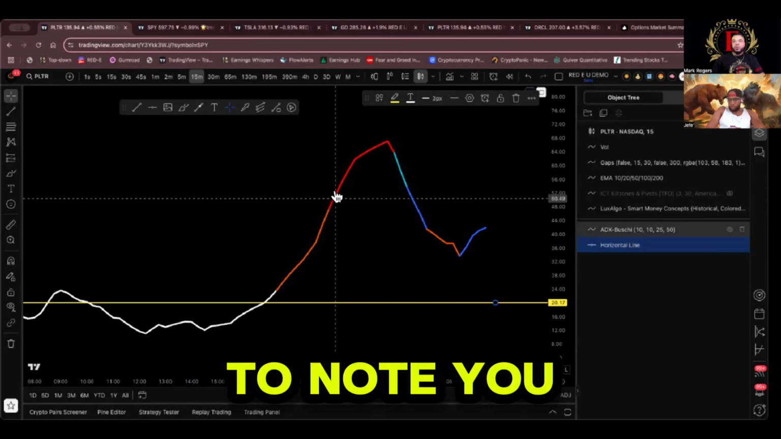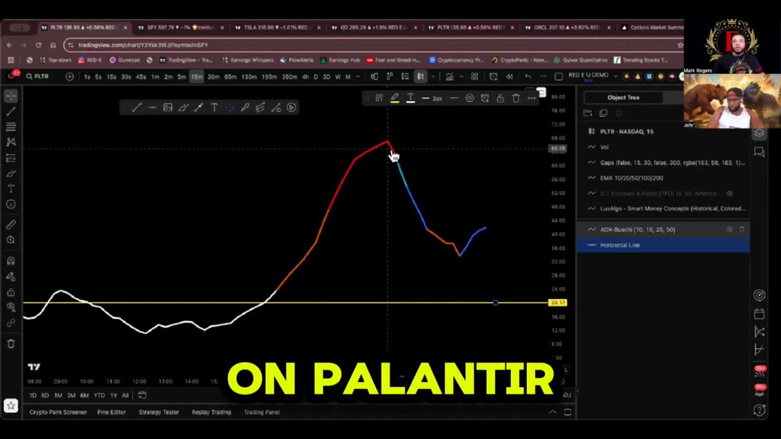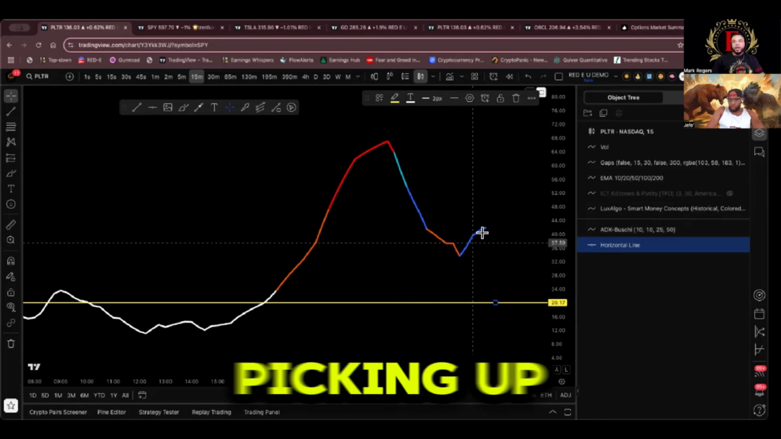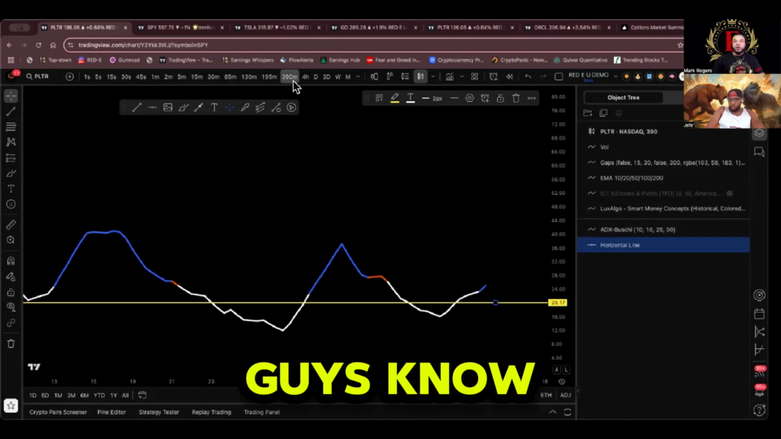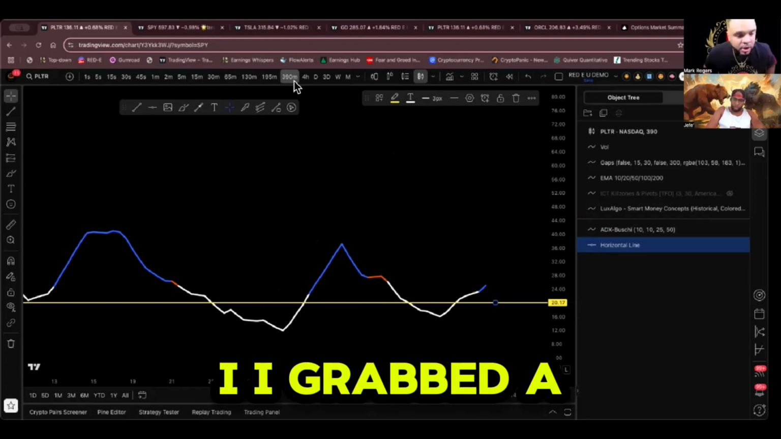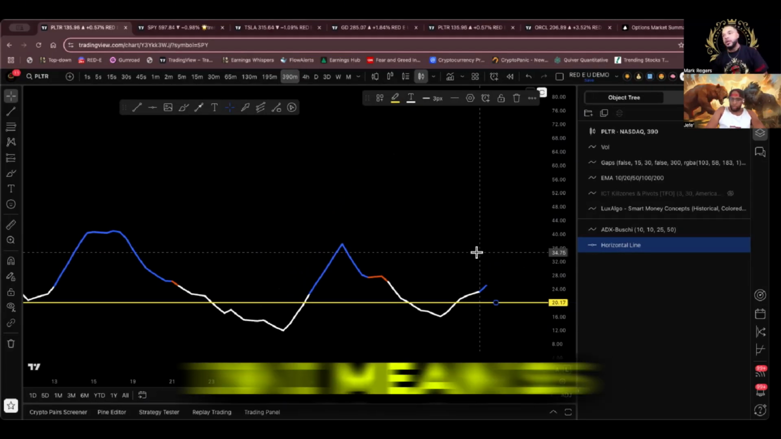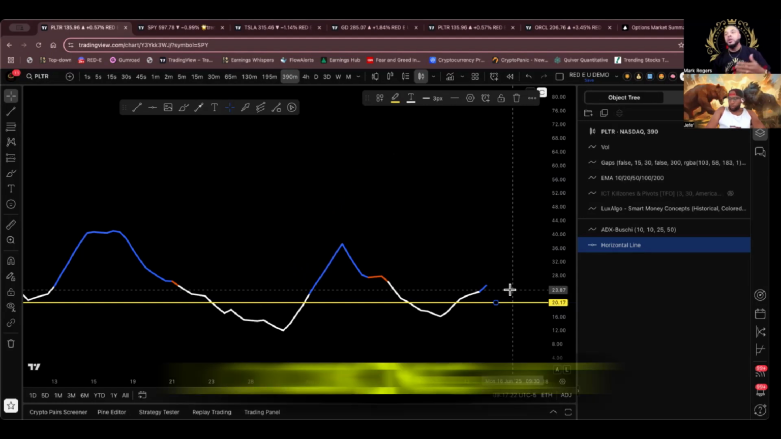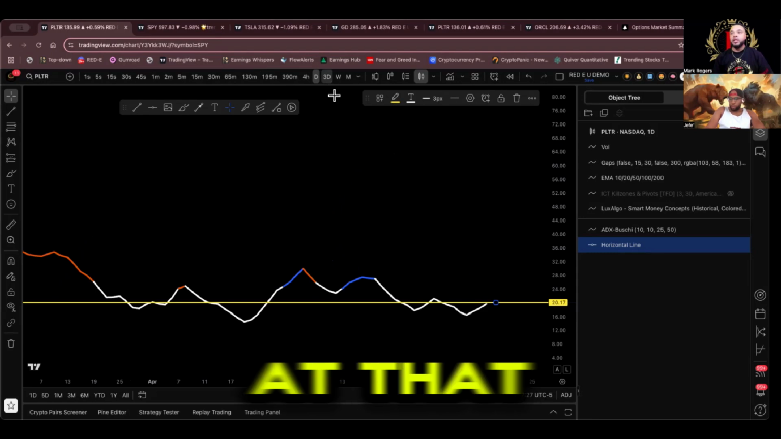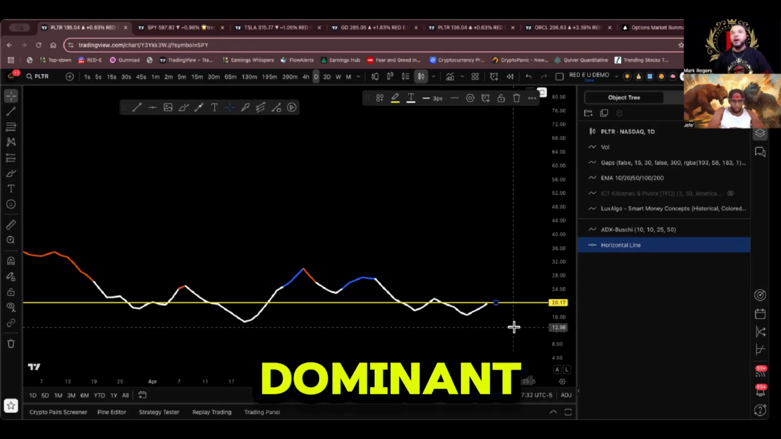Also, I want to note, you can see here that you had a bearish trend here at one point on Palantir. It went light and went dominant, and then it went light bearish again. So we're picking up. As you guys know, today is June the 13th. I grabbed a call on Palantir at the 138 strike for July the 3rd because Israel struck Iran. Looking at the 390 minute, what I have is a dominant bullish. The daily, let's look at that. All right, so we haven't broken the 20 yet. So it's still trying to find that dominant trend.